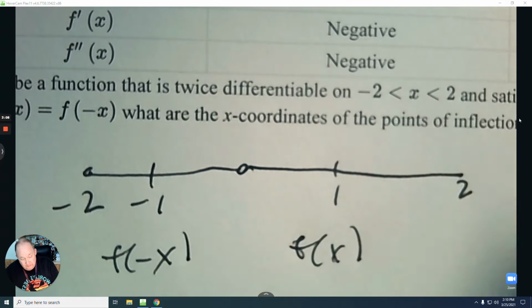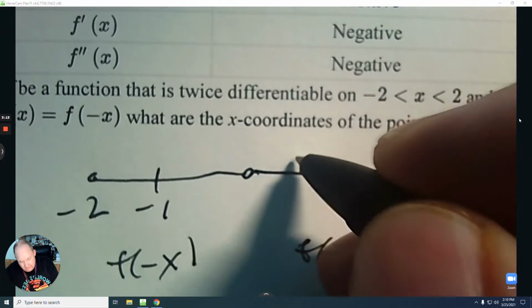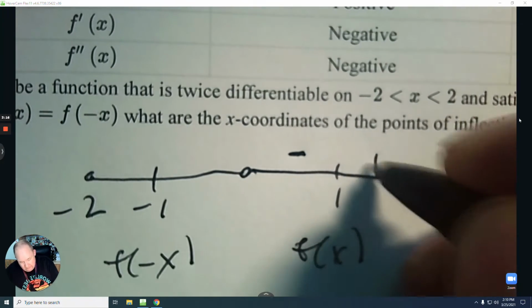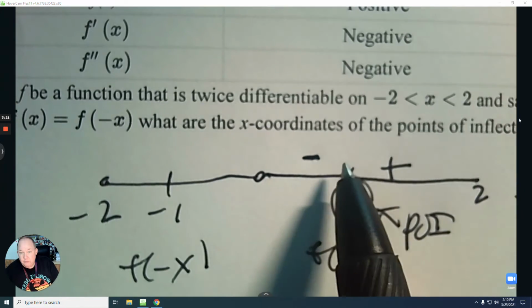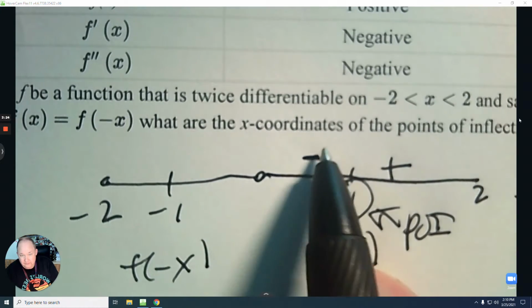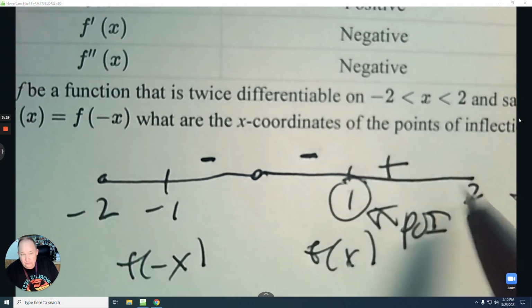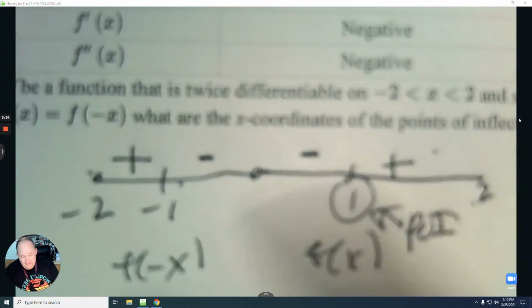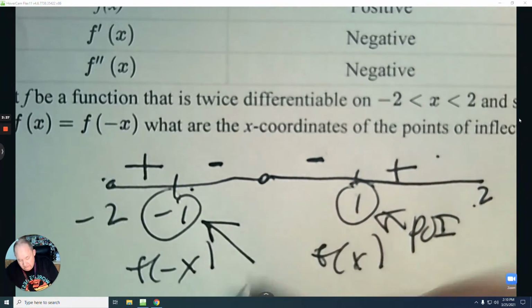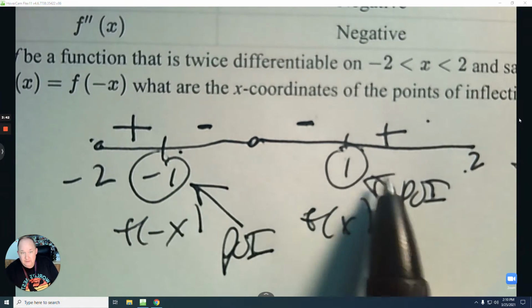So from 0, and I'm only going to look at the second derivative because it's the point of inflection. So from 0 to 1, it's negative and then positive. So I know right here is a point of inflection. And then this reflects, like this f. So from 0 to 1, it's negative. So 0 to negative 1, it's the same sign. From 1 to 2, it's positive. So from negative 1 to negative 2, it's positive. And where's our other point of inflection where the sign changes? So there are 2 points of inflection, at negative 1 and at positive 1.